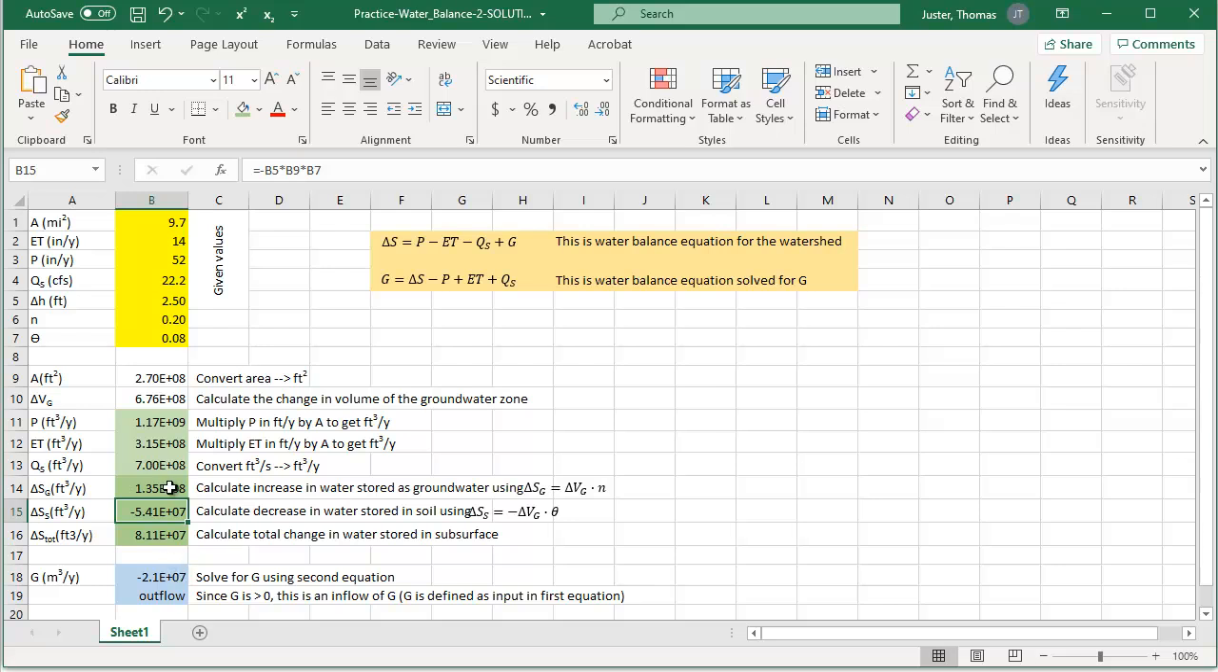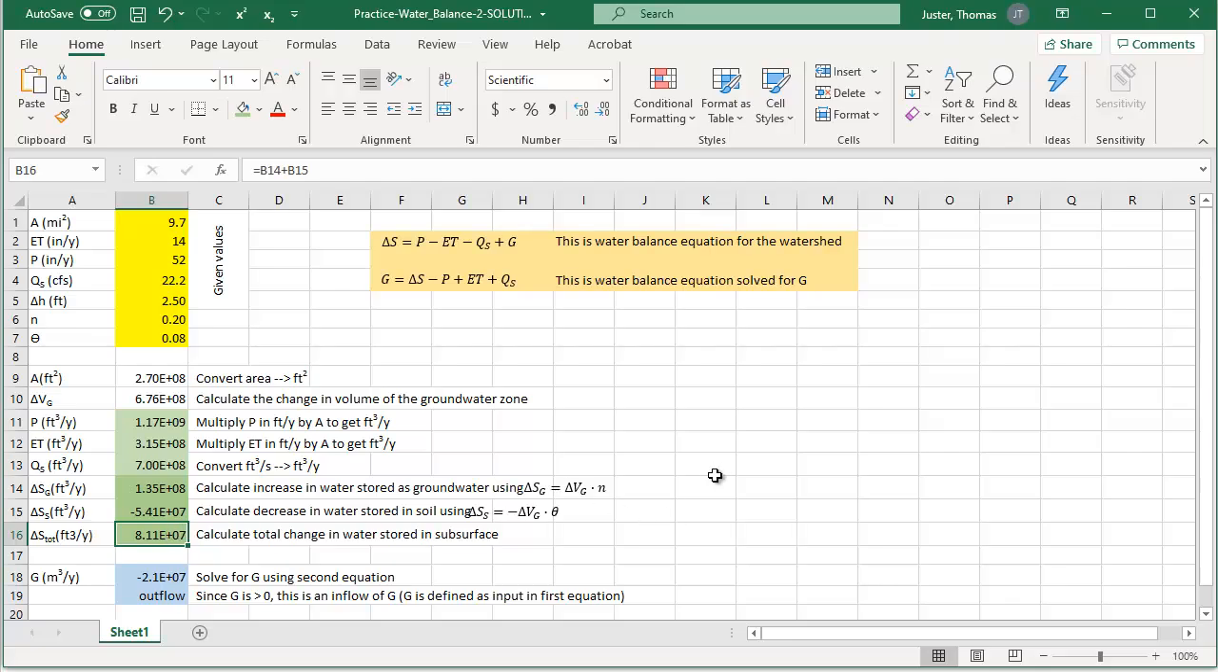And if I sum the two numbers in cells B14 and B15, I get the net change in the water stored in the subsurface. So that is the sum of those two things, and you can see that it's slightly positive. That is to say, we gain more water in the groundwater zone than we lose in the soil zone. So the net result is that as the water table rises, we actually are storing more water in the subsurface, and that amount of water within this watershed is 8.11 times 10 to the 7th cubic feet.